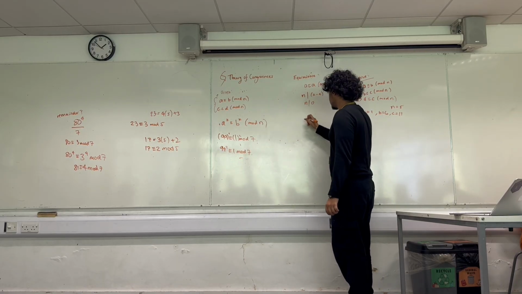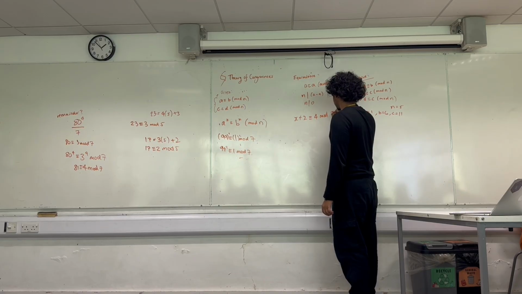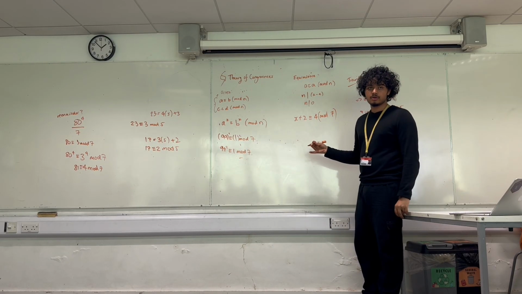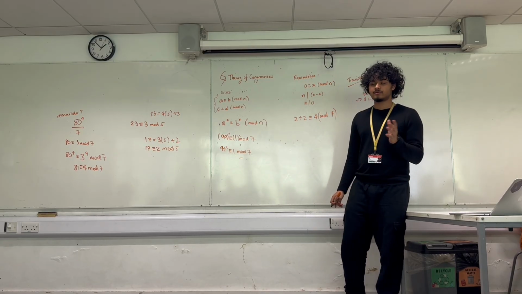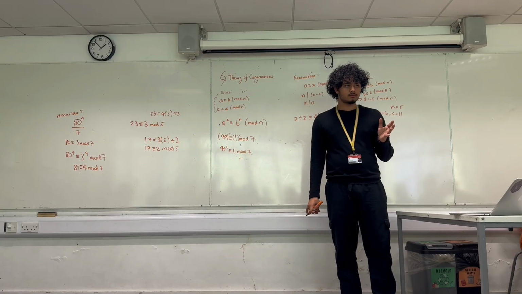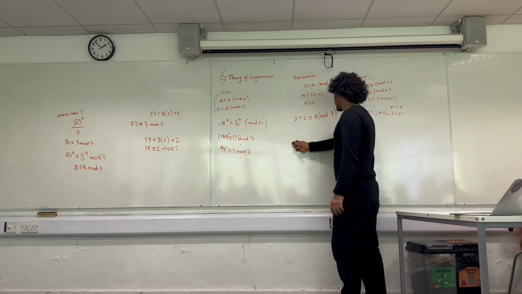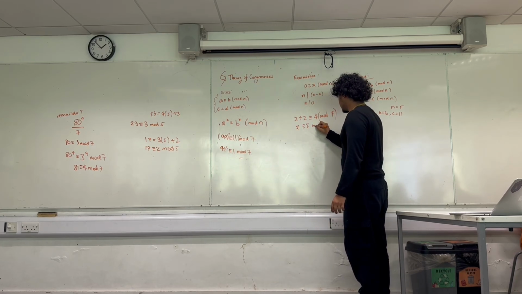I'll start with a very simple one. Let's say that x plus 2 is congruent to 4 mod 7. So I'm asking you for a number which, when I add 2 and divide it by 7, gives a remainder of 4. Does anybody have a guess to try to solve this one? No? That's okay. I'm going to first take away 2 from both sides. X is going to be congruent to 2 mod 7.